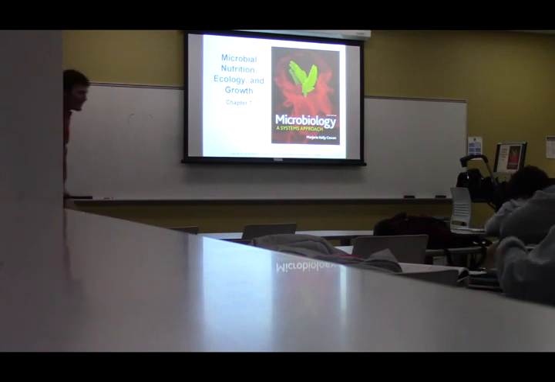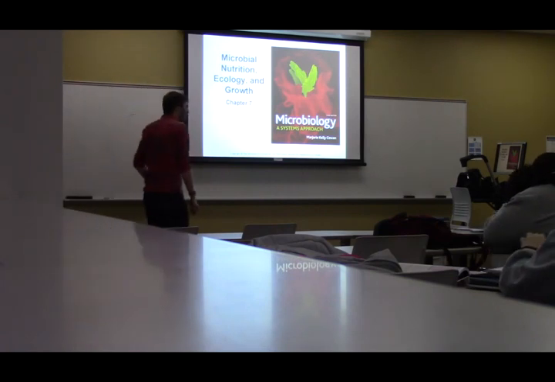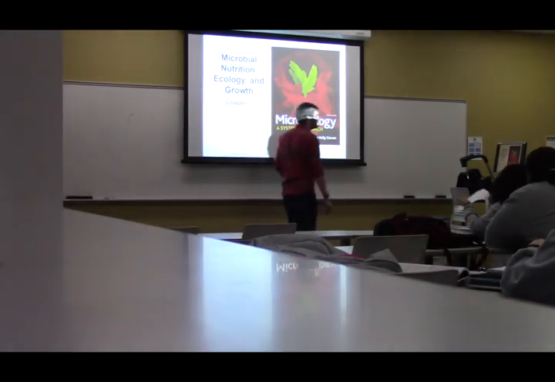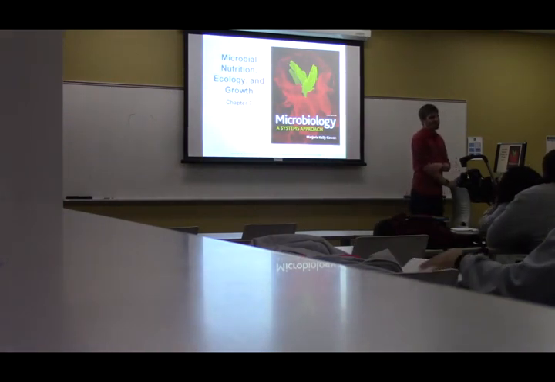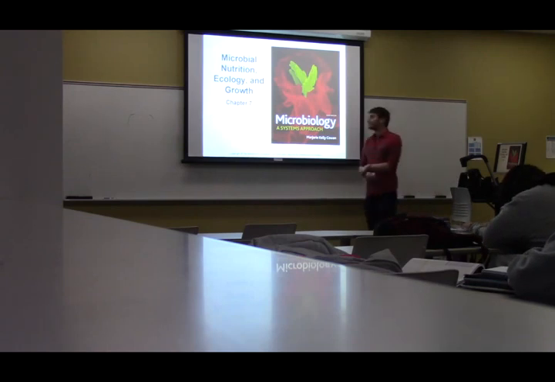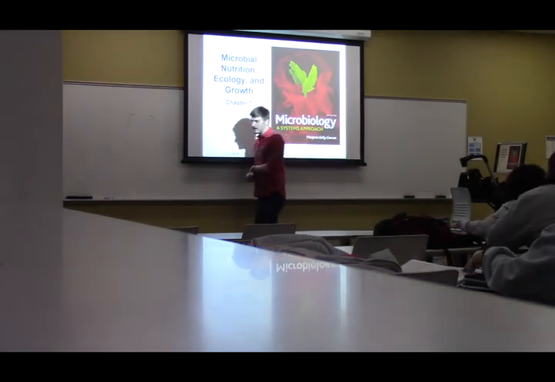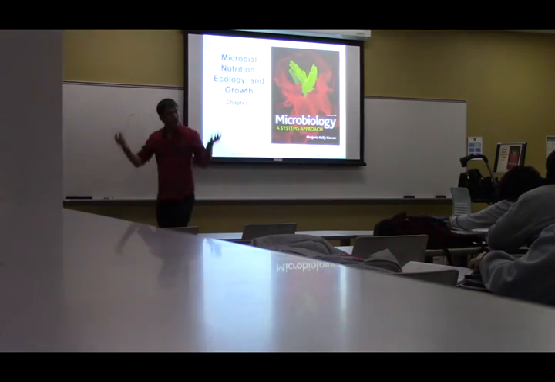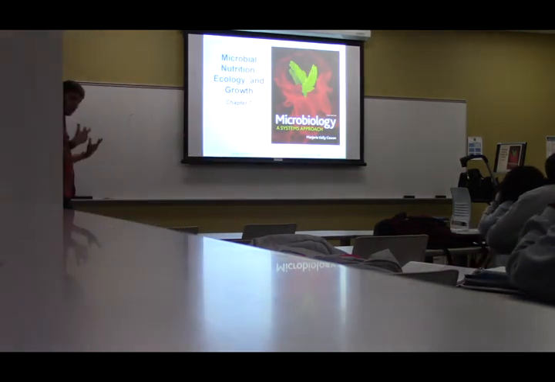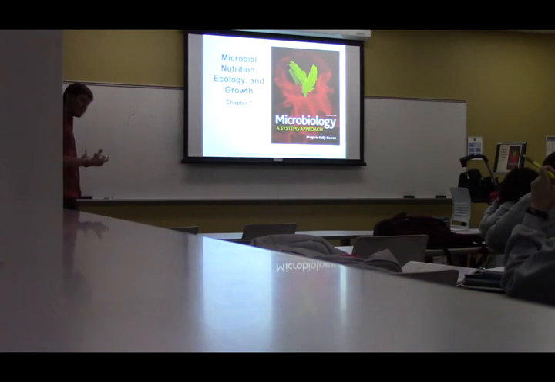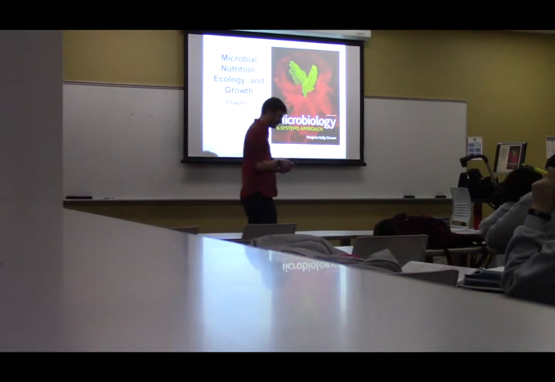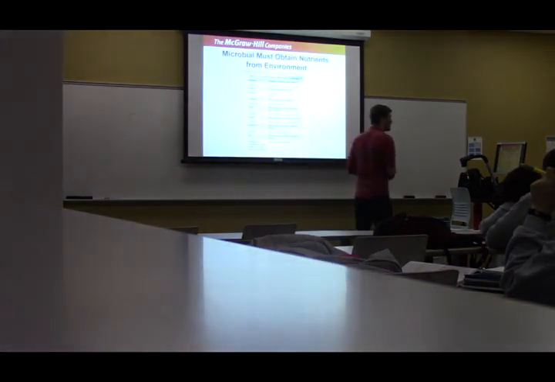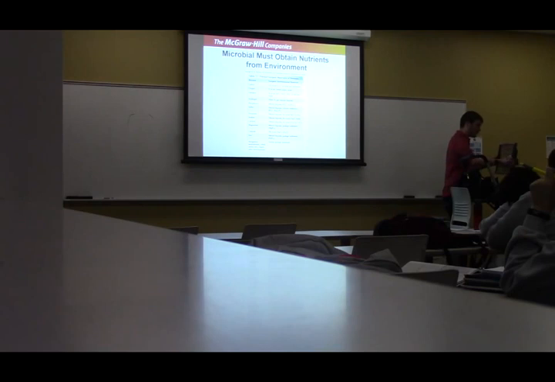All right, guys, we ready to get going? So today we're going to talk about Chapter 7, and this deals with microbial nutrition, ecology, and growth, also known as a really dry chapter. Really, all this chapter deals with is how microorganisms utilize nutrients from the environment to then grow. So then we'll talk about how they actually grow, and then also how they interact with each other in the environment.